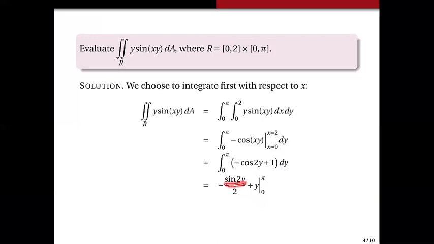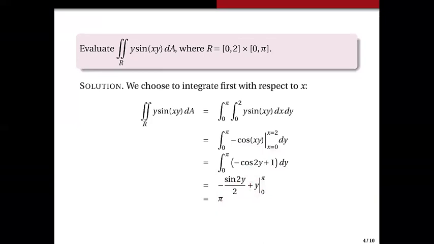In here, you will get sine 2 pi, which is equal to 0. Also, sine 0 is equal to 0. So this term will disappear after evaluation from y equals 0 until y equals pi. On the other hand, for this y here, you'll just have pi minus 0. So the final answer is equal to pi.